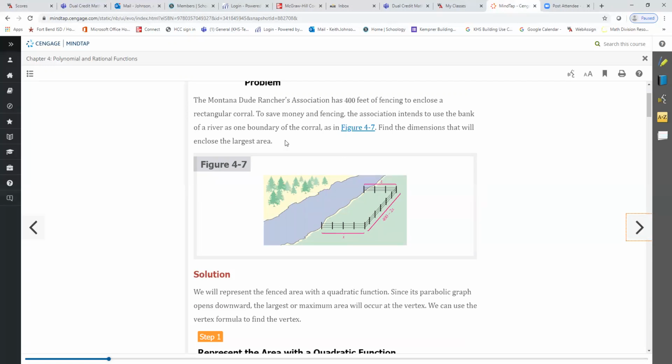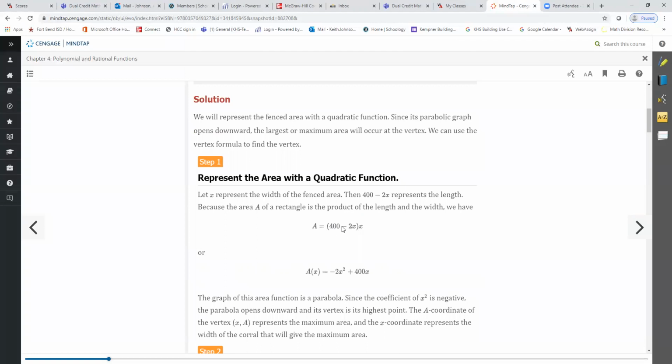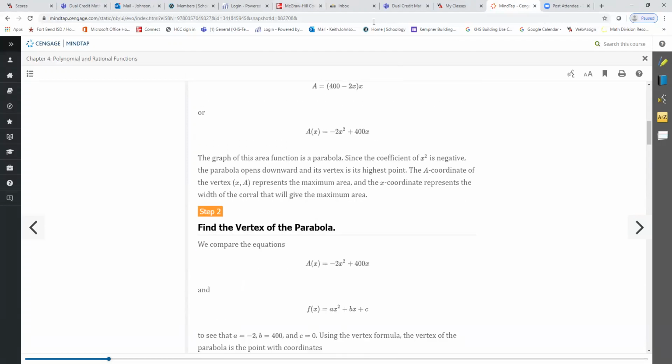Well, area is going to be length times width. So if I have length times width, here's my length, here's my width. That means we're going to do x times 400 minus 2x, which would be the area of this, which means now you have this quadratic. And they want to find the maximum area. Well, how do you know you're going to have a maximum? You know it's going to be a maximum because which way does it open? It opens down, which means we're going to have a maximum. And the maximum area is going to be the y value of your vertex.